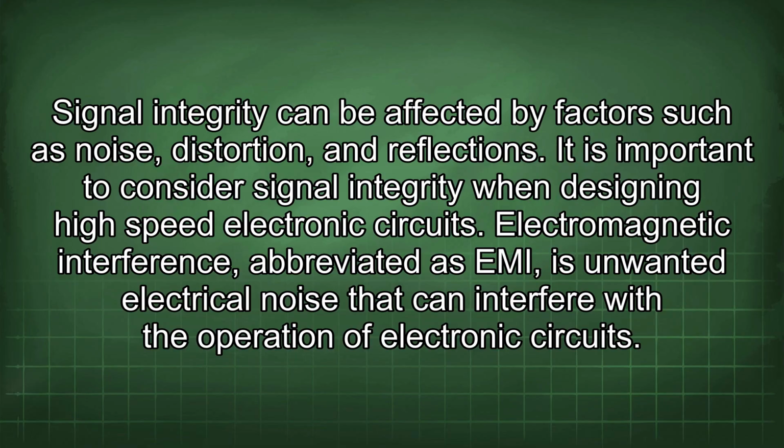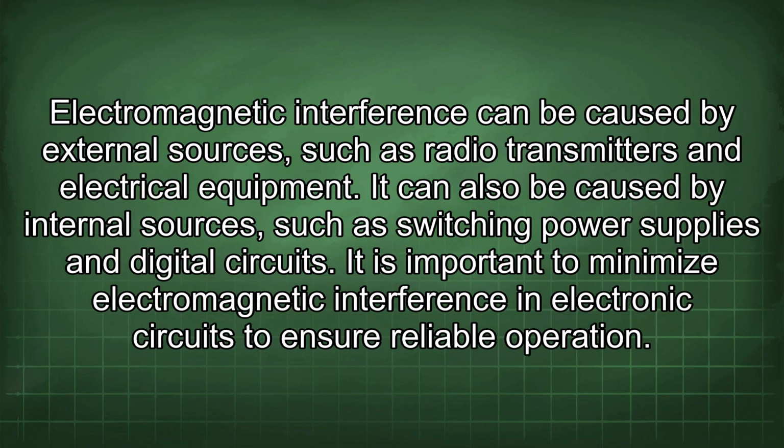Electromagnetic interference, abbreviated as EMI, is unwanted electrical noise that can interfere with the operation of electronic circuits. Electromagnetic interference can be caused by external sources, such as radio transmitters and electrical equipment. It can also be caused by internal sources, such as switching power supplies and digital circuits. It is important to minimize electromagnetic interference in electronic circuits to ensure reliable operation.